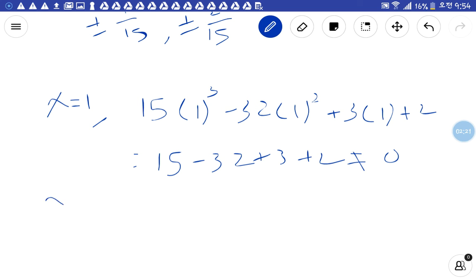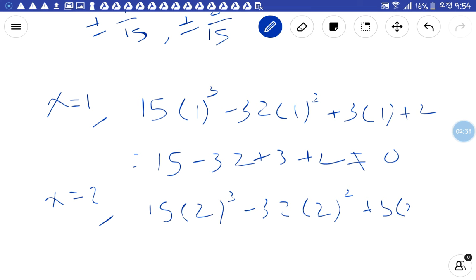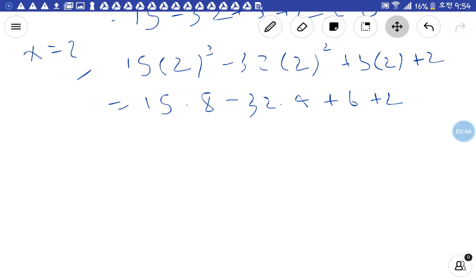What about x equals 2 this time? So 15 times 2 cubed minus 32 times 2 squared plus 3 times 2 plus 2. That is 15 times 8 minus 32 times 4 plus 6 plus 2. 15 times 8 is 120, minus 128 plus 8, okay, that will be 0. Oh, I found my answer, which is x equals 2.